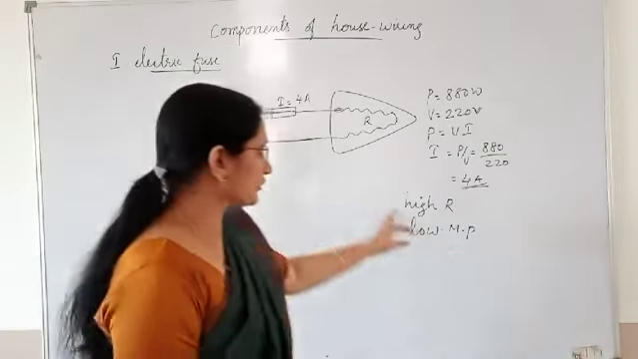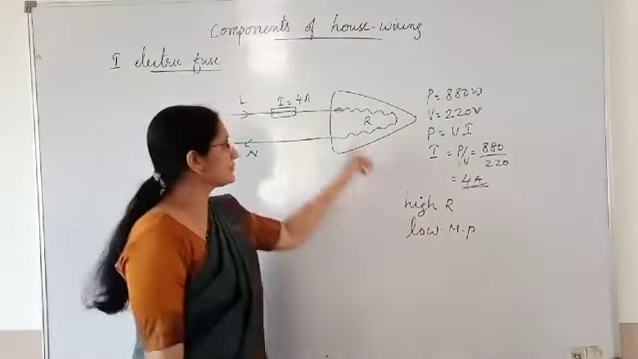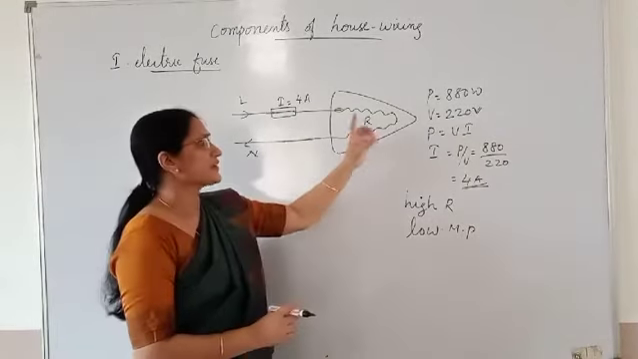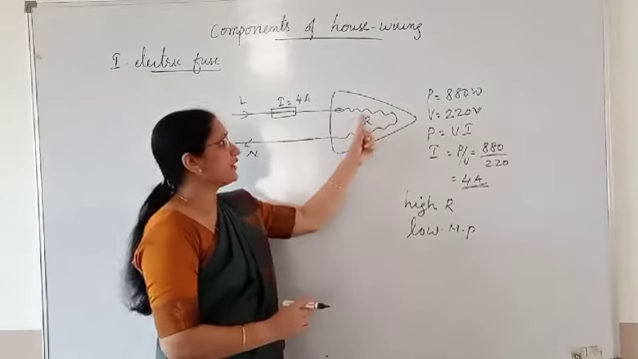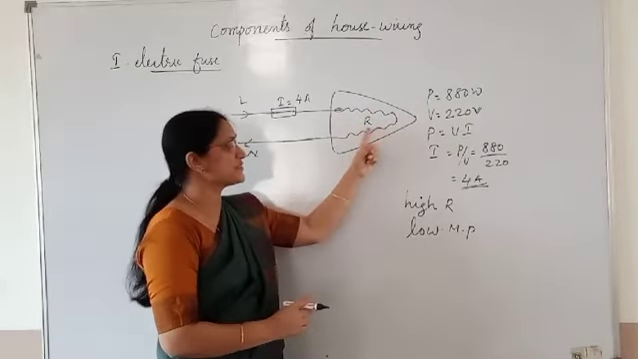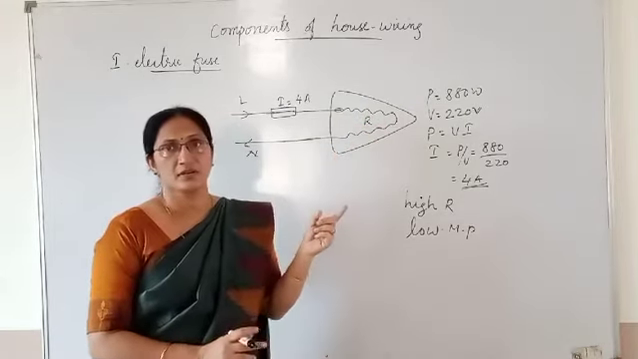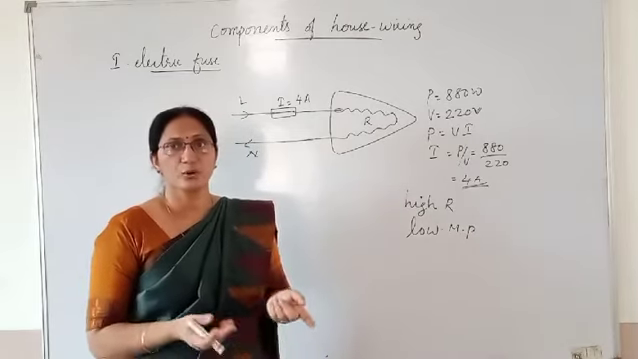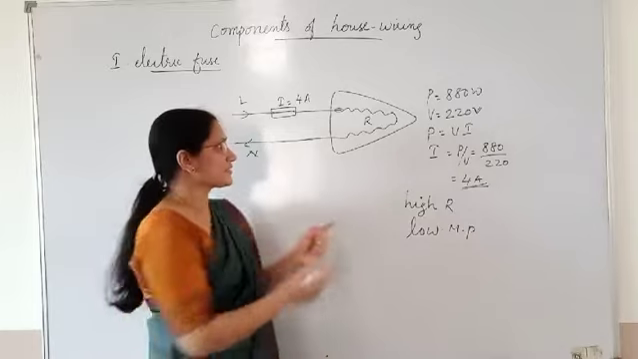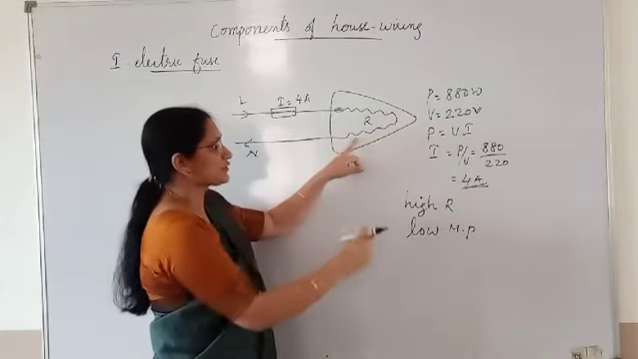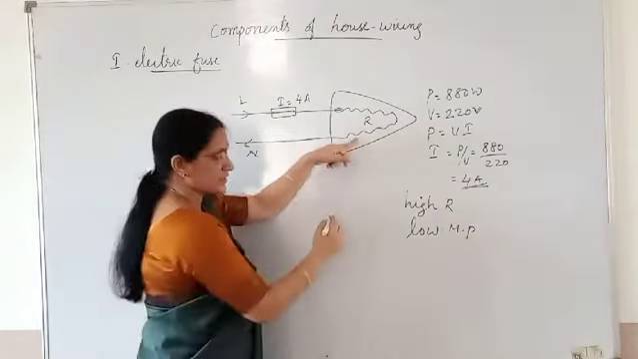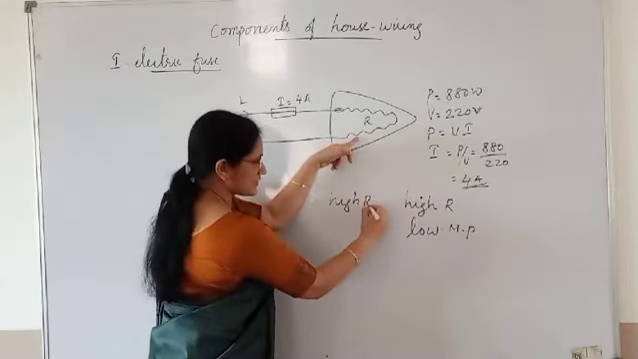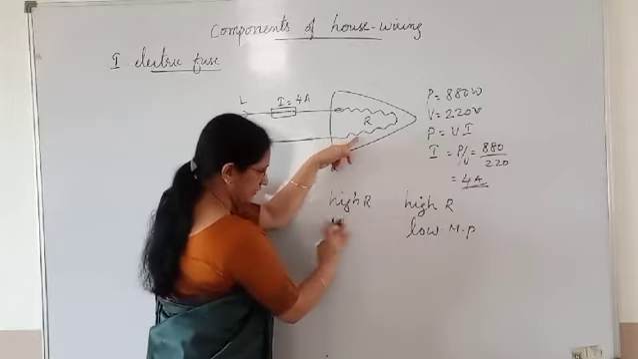The characteristic of the fuse wire I told already: it must have high resistance and low melting point. At the same time, just remember what must be the characteristic of the heating element of a device. Any heating device, electric iron, electric heater, room heater, all these are heating devices. What must be the characteristic of this heating element, that question is there in your exercise. It must have high resistance and melting point should be high.